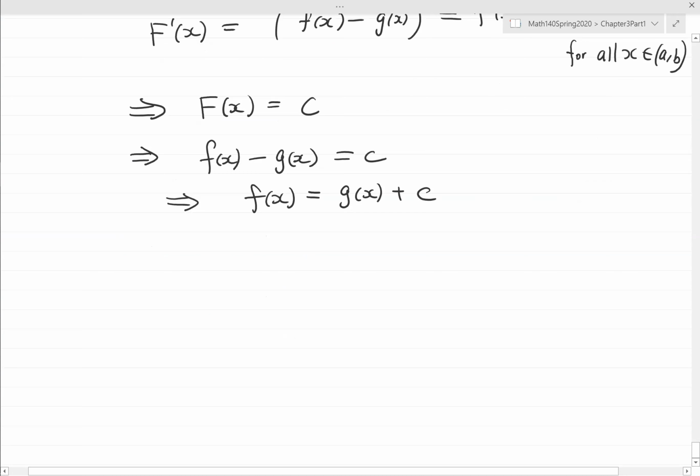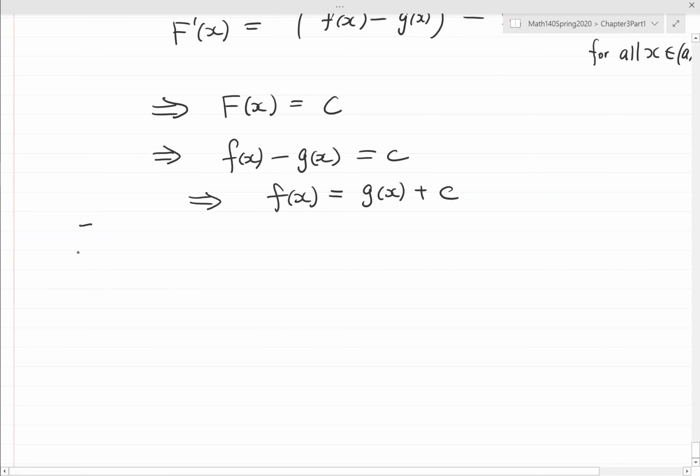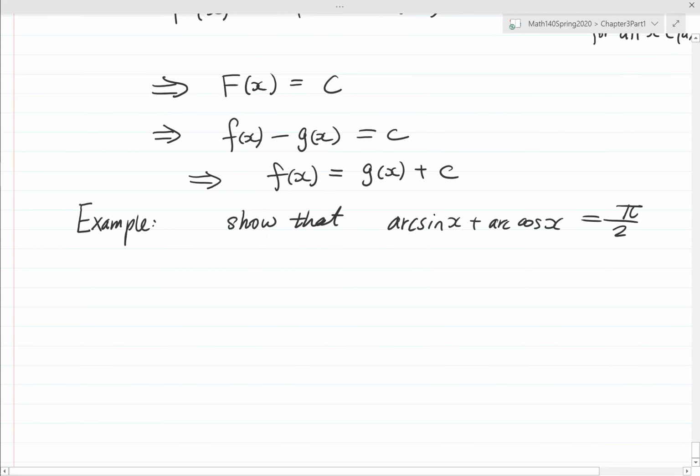Okay, let's see some example. Show that arcsine x plus arccosine x is actually pi over 2. Okay, proof. First, we take the derivative. Let f(x) be arcsine plus arccosine. Now we differentiate.